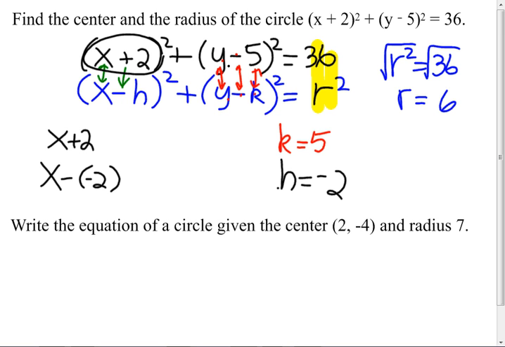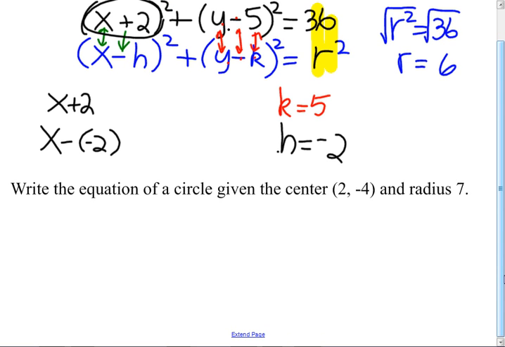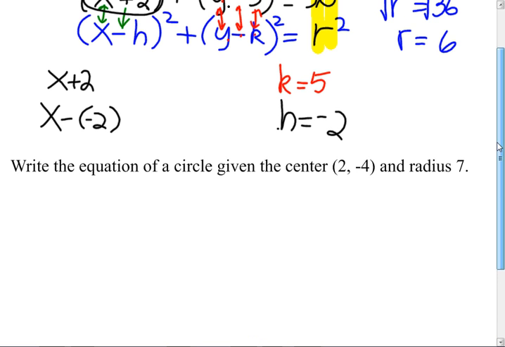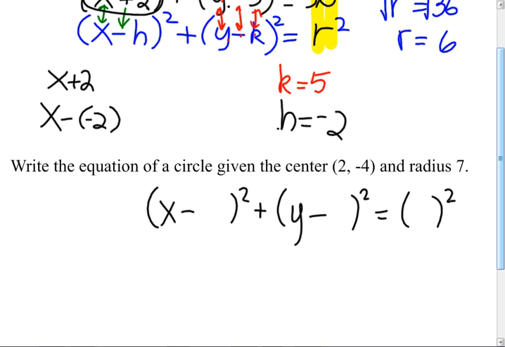5. Can you write the equation of a circle if you're given the center 2, negative 4, and the radius is 7? TJ, how am I going to do that? There's the formula. It's x minus something squared plus y minus something squared equals the radius squared. So that's h, that's h. That's k, that's k. And this is going to be r.